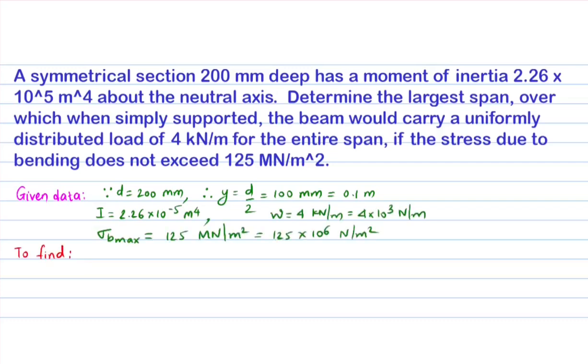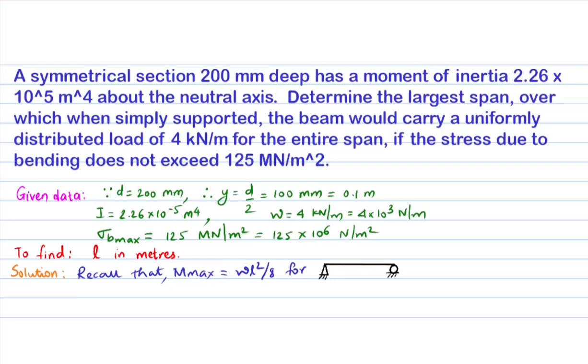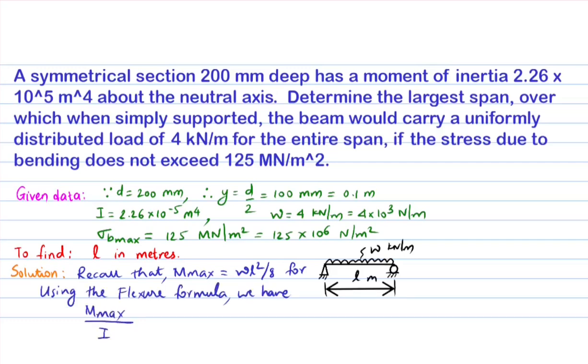It is required to estimate the maximum value of the length in meters so that the maximum given bending stress is not exceeded. We recall from the last chapter that the maximum bending moment induced in a simply supported beam of length L meters carrying a uniformly distributed load of W kilonewton per meter is given by W times L squared over 8.